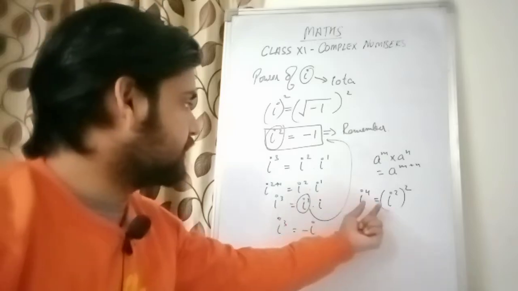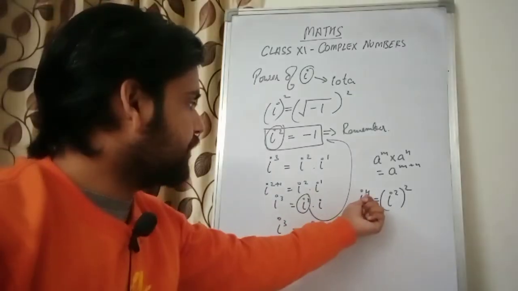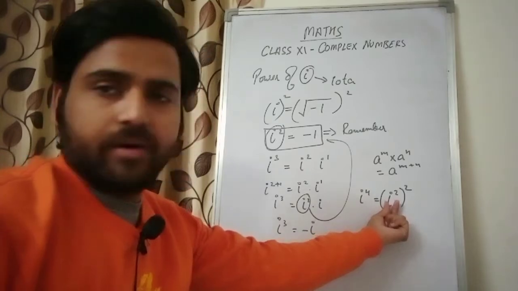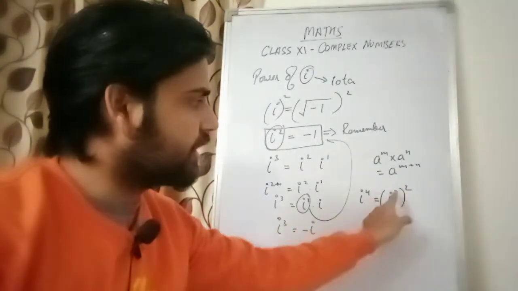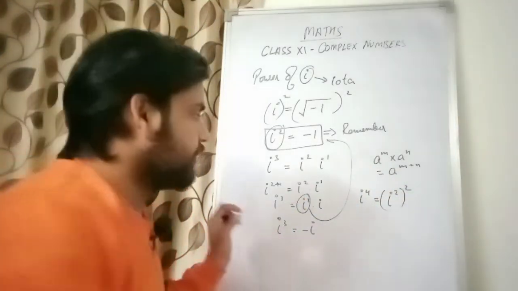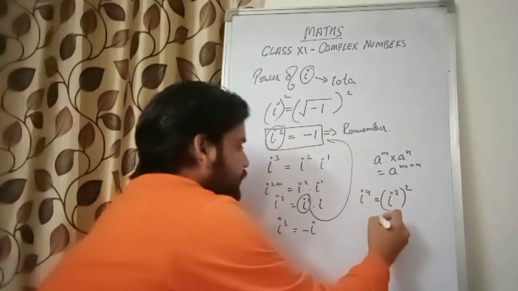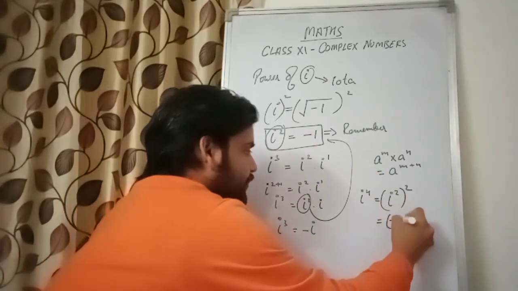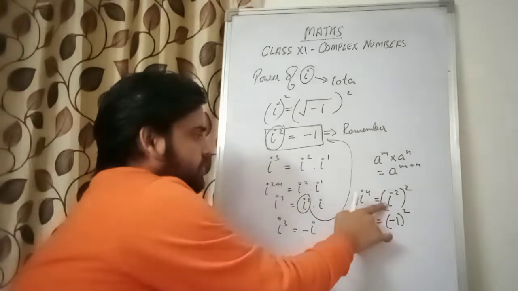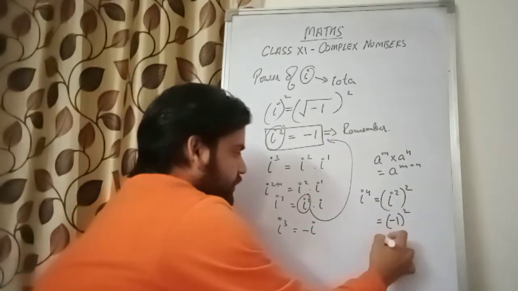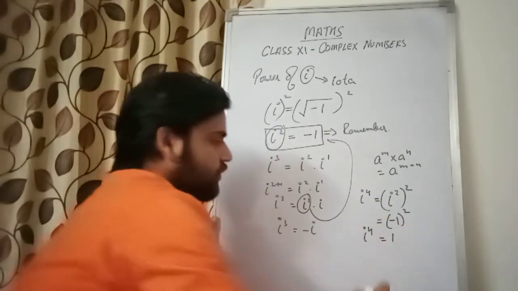Similarly, here I to the power 4. Now I have to bring I square, and outside the power can be anything. Now I know the value of I square as minus 1. So I to the power 4 will be what? Minus 1 to the power 2. In place of I square I put minus 1. So this will turn out to be 1. So I to the power 4 is actually 1.